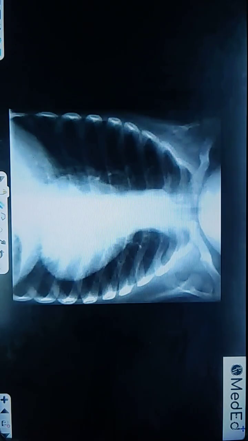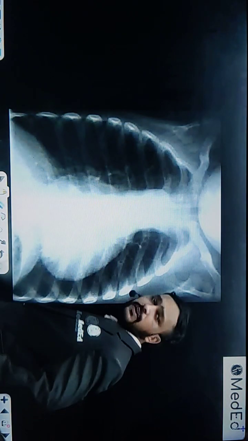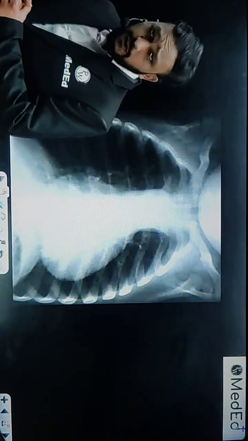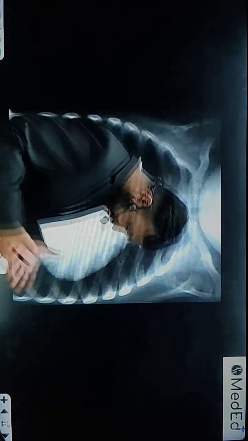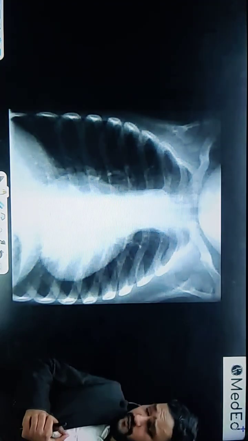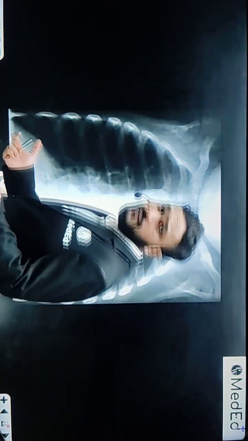One more feature that you can see is that the IVC will be interrupted, right? So this is one more feature that you can see in patients with left-sided isomerism. So what do we mean by interrupted IVC? Normally, the IVC is going to carry blood from the lower half of the body.